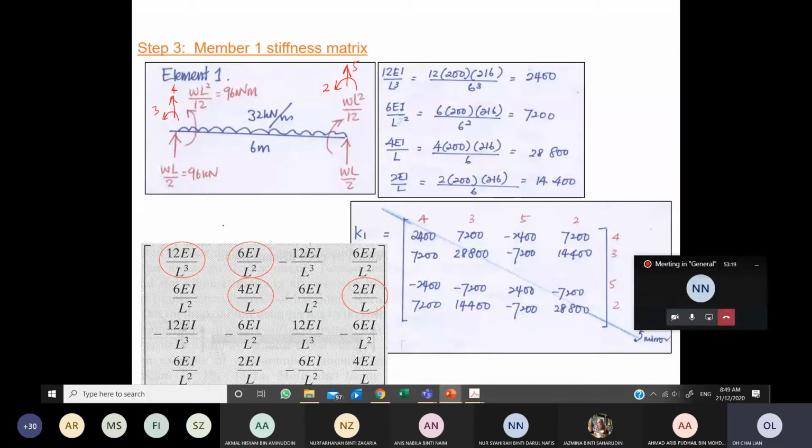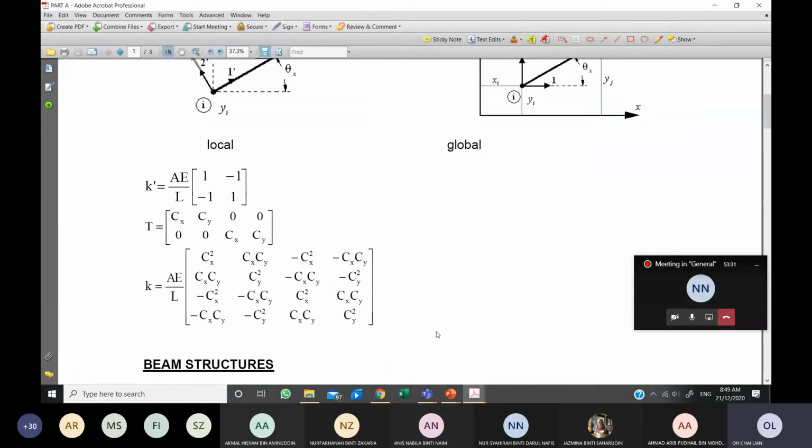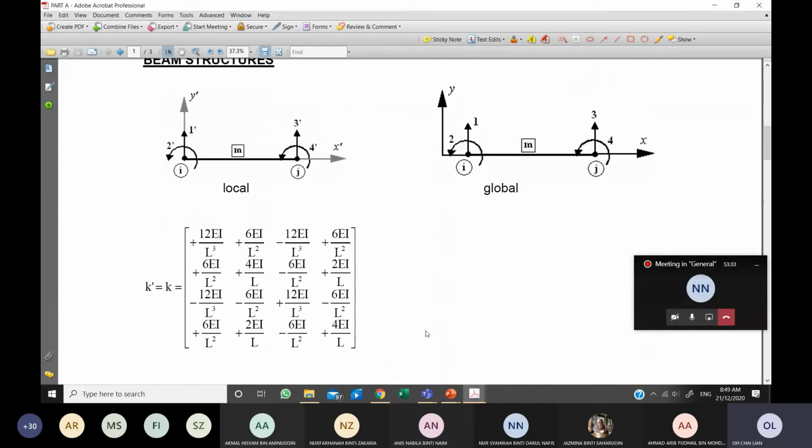So what you need to do is you refer to the, because this is beam, so you just refer to the beam template. Okay, so make sure you get it correctly. You go to the appendix, go to the beam structure, and if you can see that, you are referring to this.